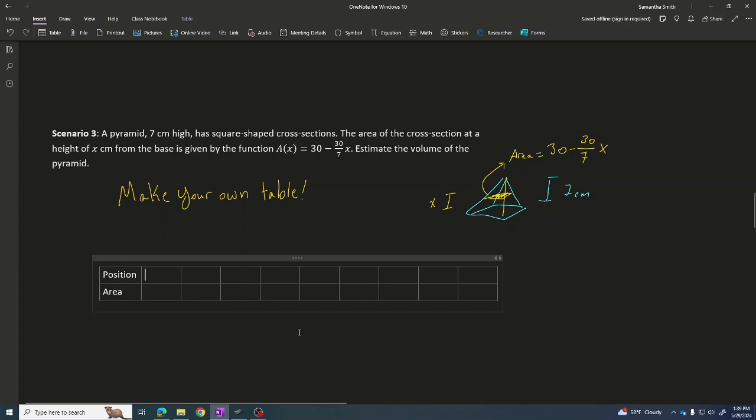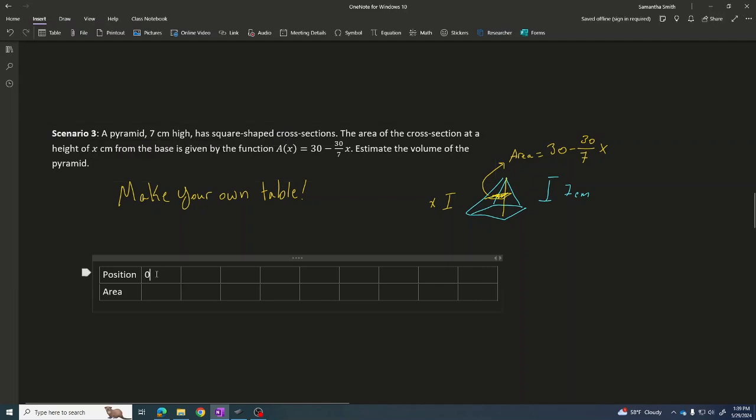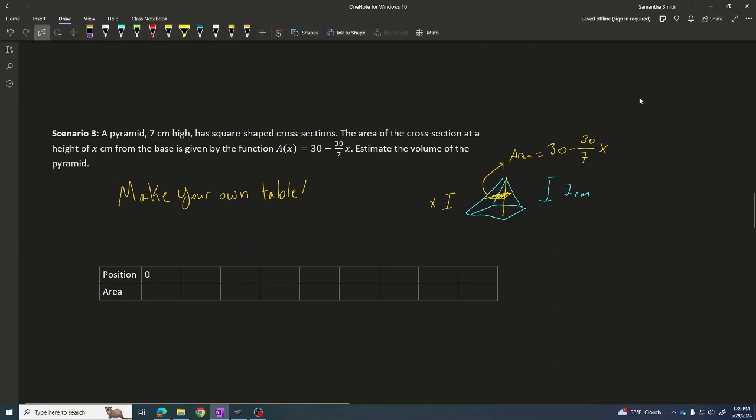So for example, at the base of the pyramid, where the value of x is equal to 0, because we have not risen any centimeters from the base, if I plug 0 into my area function, if I plug in x equals 0, then the result of that calculation says that the area at the base of the pyramid is going to be 30 units, from 30 minus 30 over 7 times x, with x equals 0. So I can plug that value into my table. When the position is 0, the cross-sectional area is 30 units.